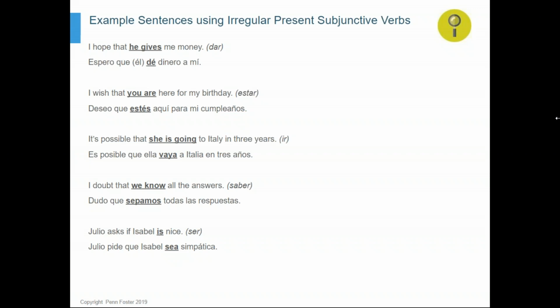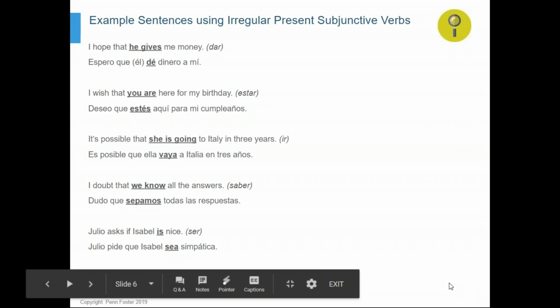They may not ever happen. It's possible that they happen. It's hopeful or doubtful that they will happen. Typically, the first verb is in the present tense, triggering the present subjunctive tense. So here is one example for each of the 5 irregular verbs. That's really all there is to irregular verbs in the present subjunctive.